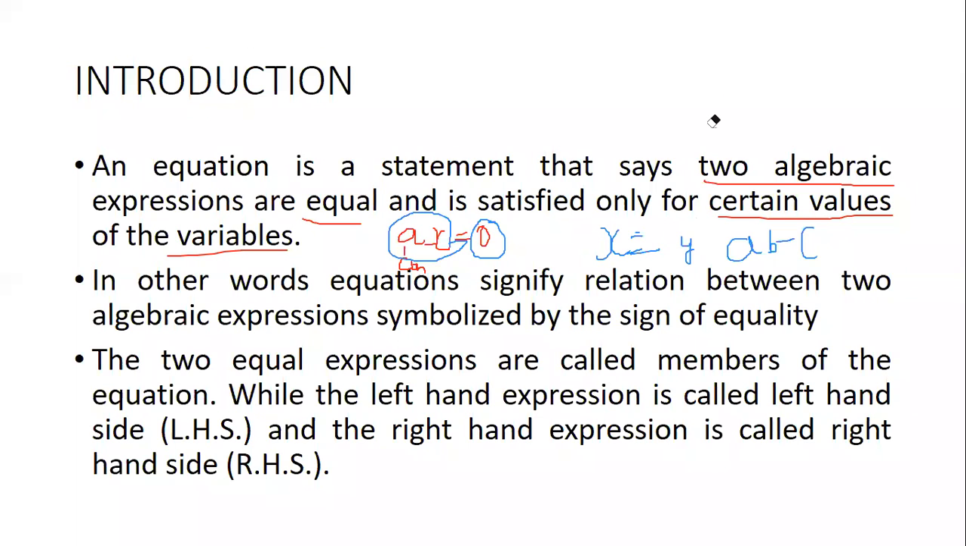Now if I give a value, let's say I give 3x is equal to 2y. This is also an equation. So two expressions are equal here and it is satisfied only for certain values. Now how do we say it is satisfied for certain values? Let's take an example here. The same 3x and 2y, if x is equal to 4 and y is equal to 6.